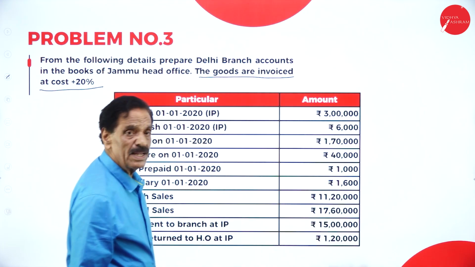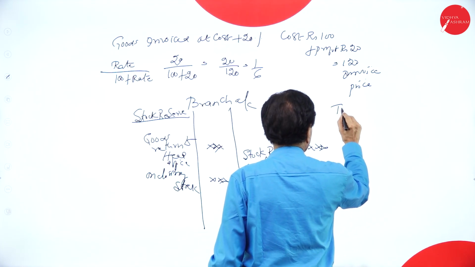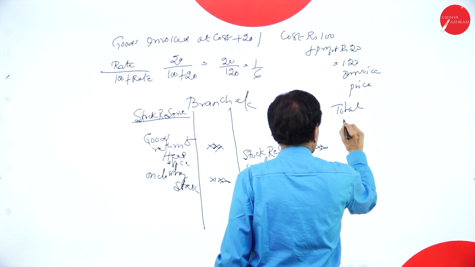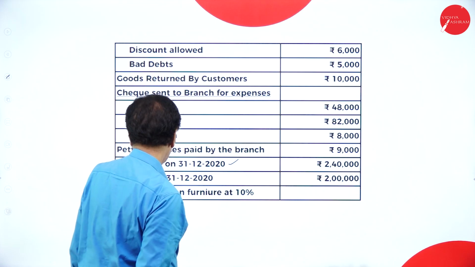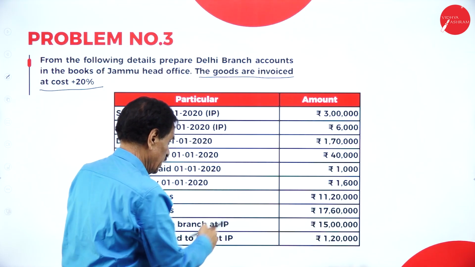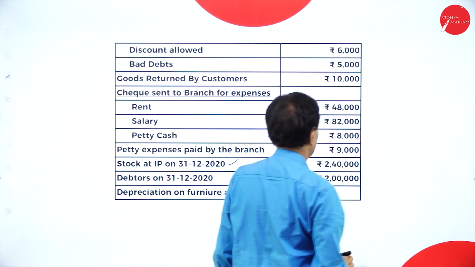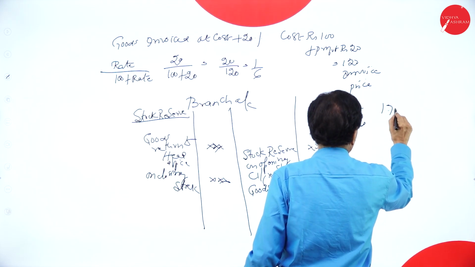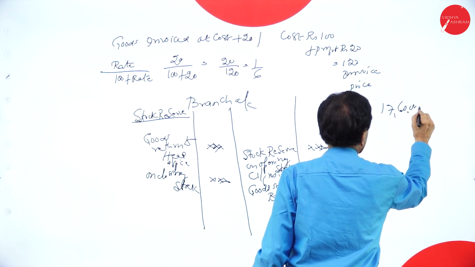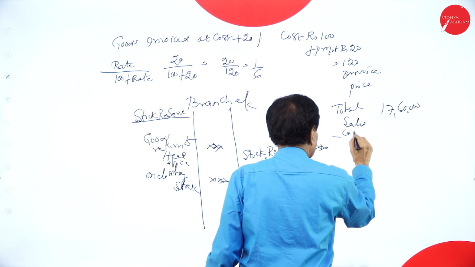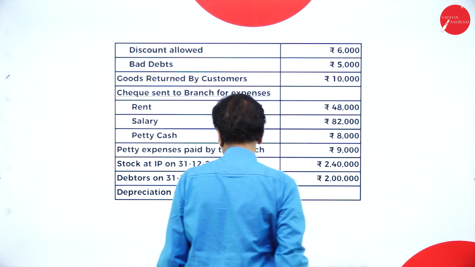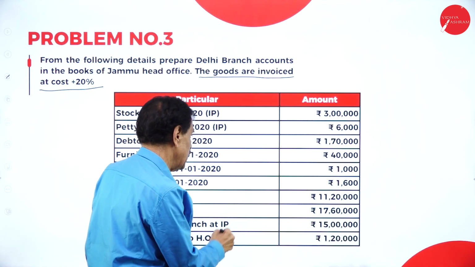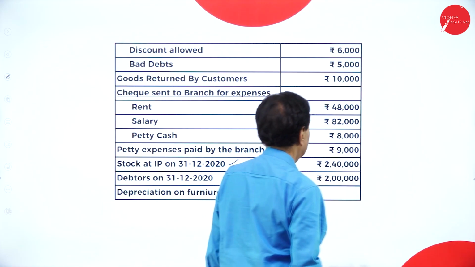What is total sales? What's your total sales? See that? Your total is 17,60,000 minus cash sales. What's your cash sales? See that? 11,20,000.